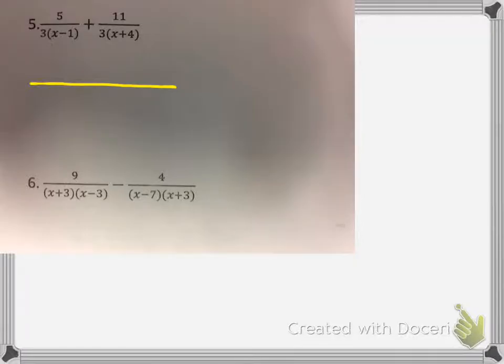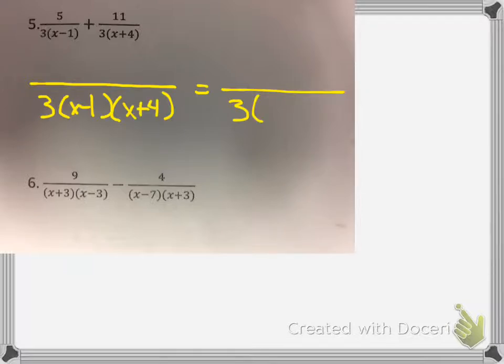Alright, number 5 and number 6, though, they don't have like terms. So what do we do? Well, first off, is there anything they have in common? Okay, on number 5, you can see both fractions have a 3. So write the 3. Then, what can I add from this first fraction? I can add an x minus 1. What can I add from the second fraction? I can add an x plus 4. So that right there makes up what is called my common denominator, which will also be your LCM, your least common multiple.